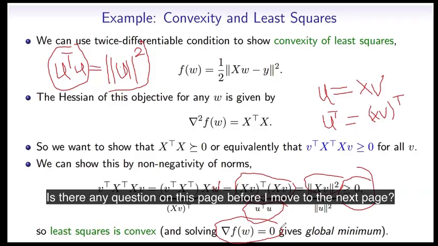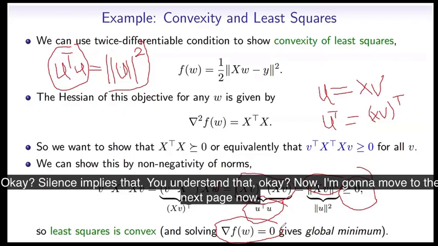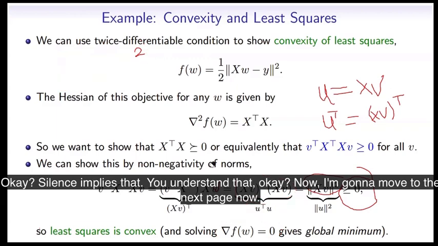Is there any question on this page before I move to the next page? Okay, silence implies that you understand that. Now I'm going to move to the next page.